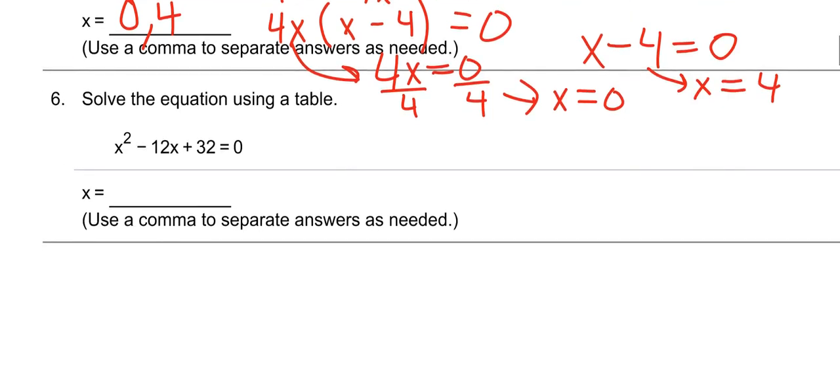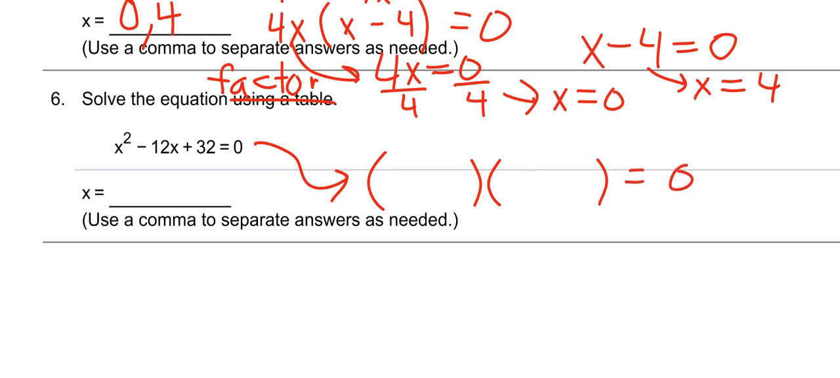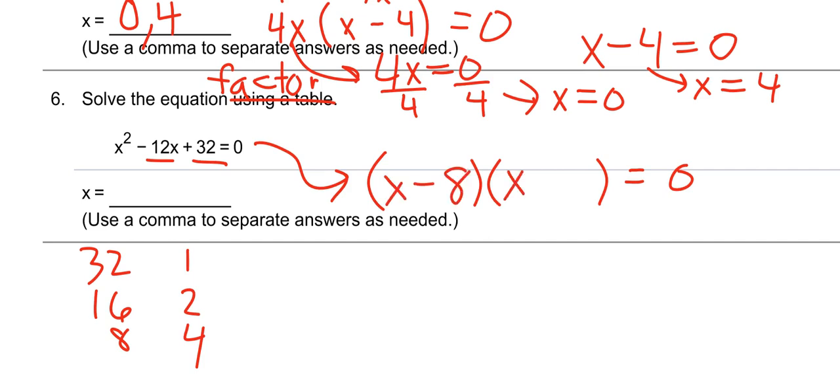Now, we're not going to use a table for this, okay? So, you can cross that off. We're going to factor. Just get it in your head that we're going to factor these. So, you work on doing your best to factor what's given to you. Think about numbers that multiply together to give you 32, but add up to negative 12. Well, it's definitely not 32 and 1. And it's not 16 and 2. But it is 8 and 4. So, x minus 8, x minus 4.